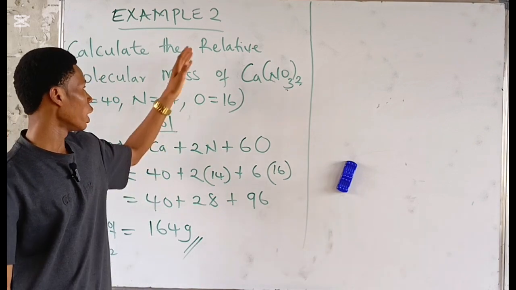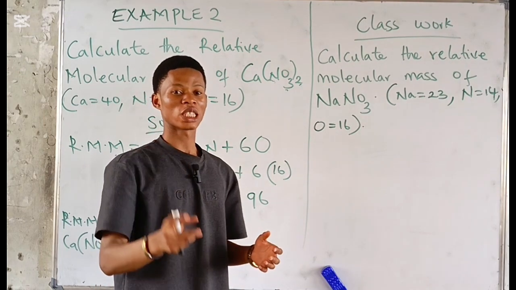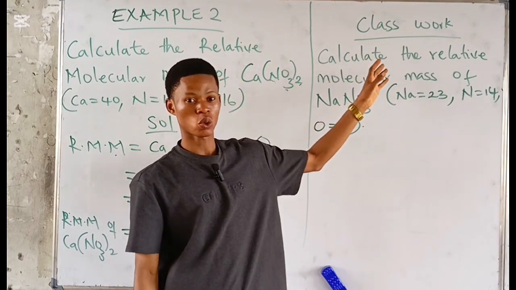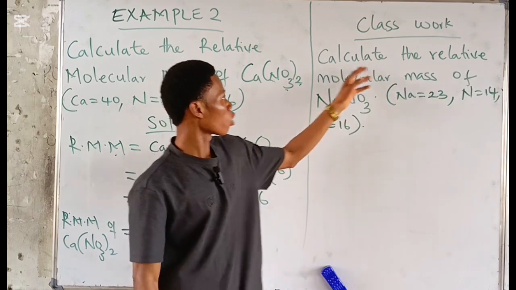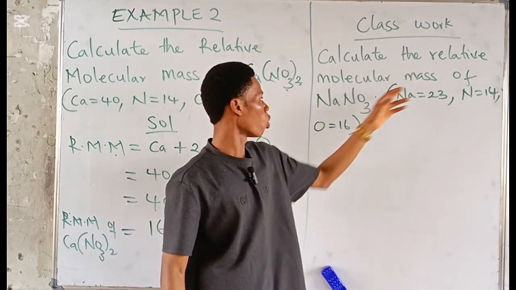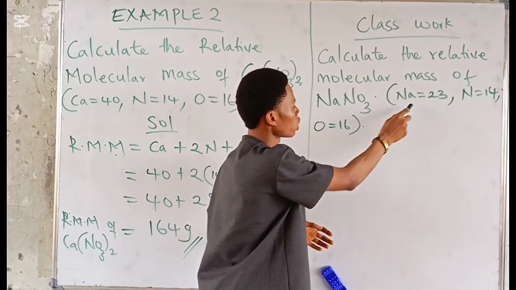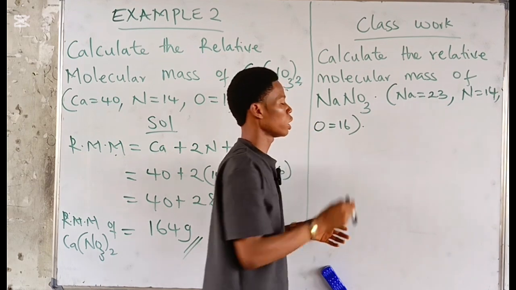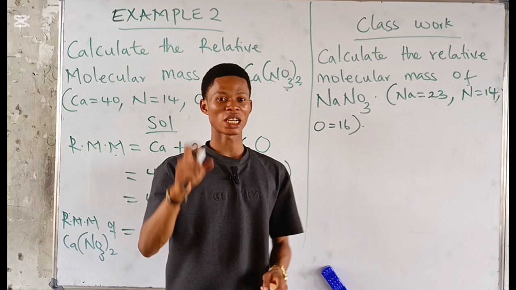All right, to prove that you actually understand what we are doing, I'll leave this as a classwork. So you have to solve this and drop the answer in the comment section. Calculate the relative molecular mass of sodium trioxonitrate. Now, sodium was given as 23, nitrogen as 14, and oxygen as 16. So you have to calculate this and drop your answer in the comment section.